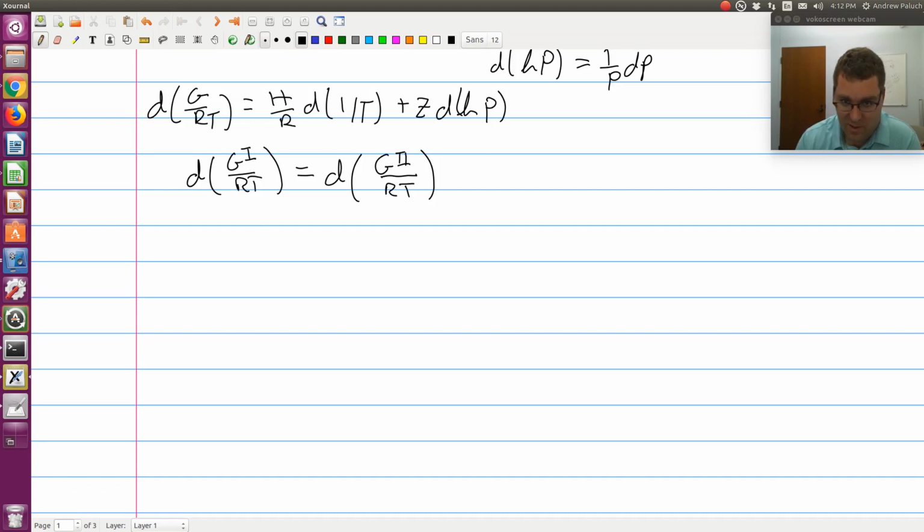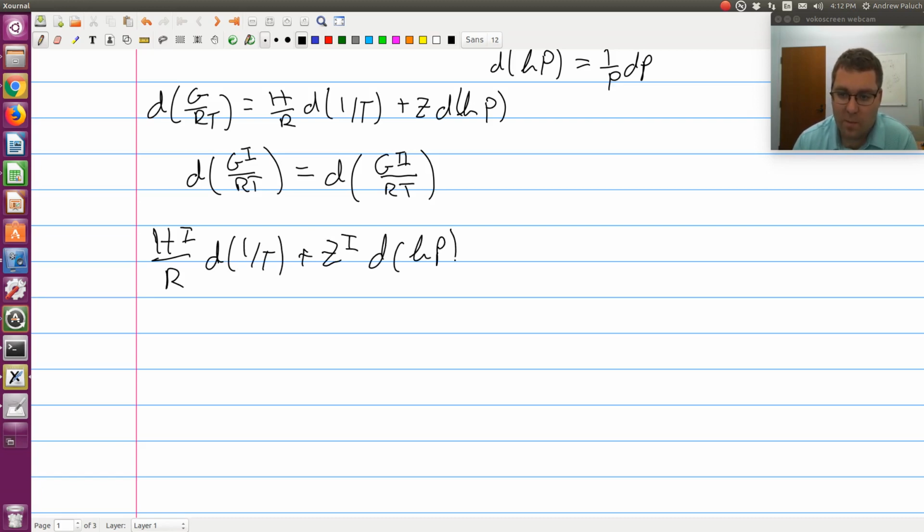Okay, here is where it's useful to designate phase 1 and phase 2, because while the molar Gibbs free energy, temperature, and pressure of the two phases are the same, enthalpy and compressibility Z are not. So I'll have that the enthalpy in phase 1 divided by R times the differential of inverse T plus the compressibility Z of phase 1 times the differential of log P is equal to the enthalpy of phase 2 over R times the differential of inverse T plus the compressibility in phase 2 times the differential of log P.